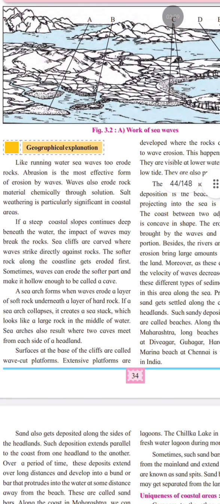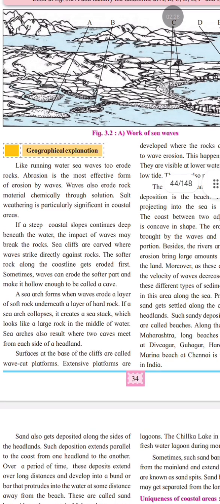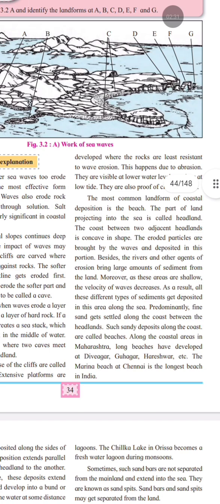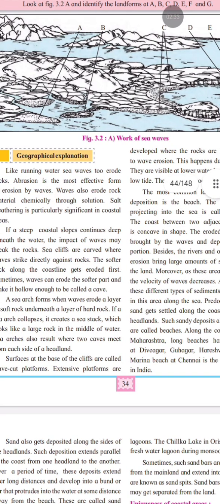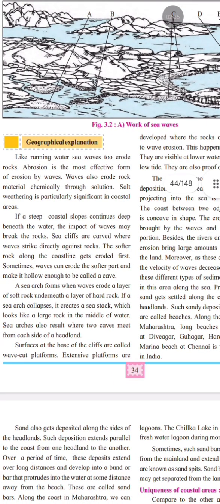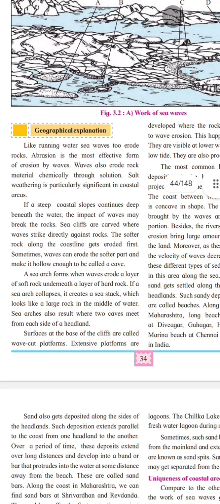Third is the sea arch. When waves continue to erode the softer rock, the opening may become larger and pass through the headland. This creates a sea arch. A sea arch can also form when two caves from opposite sides of a headland meet. Next is the sea stack. If the roof of the sea arch collapses, a separate column of rock remains standing in the sea. This is called a sea stack.